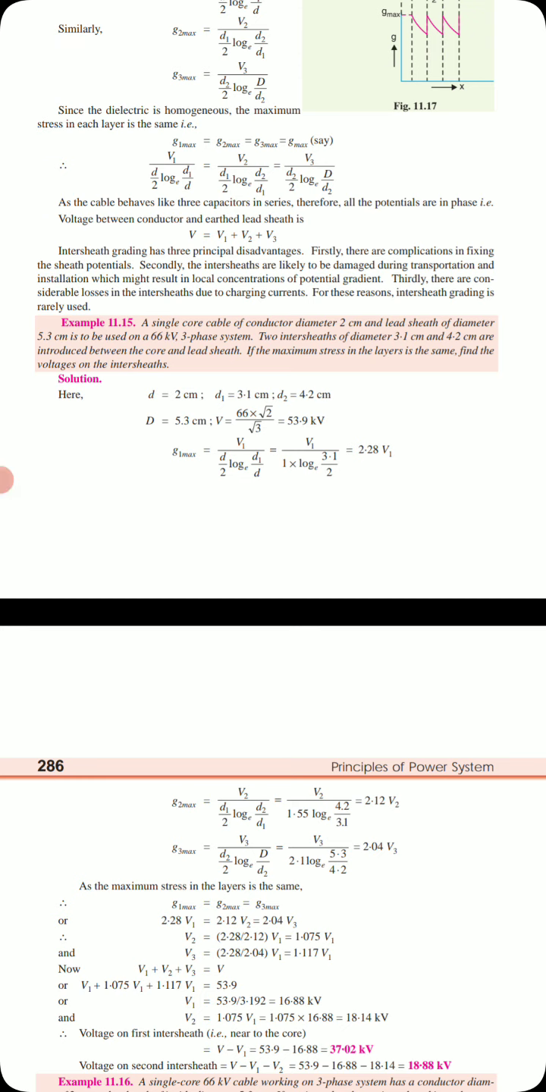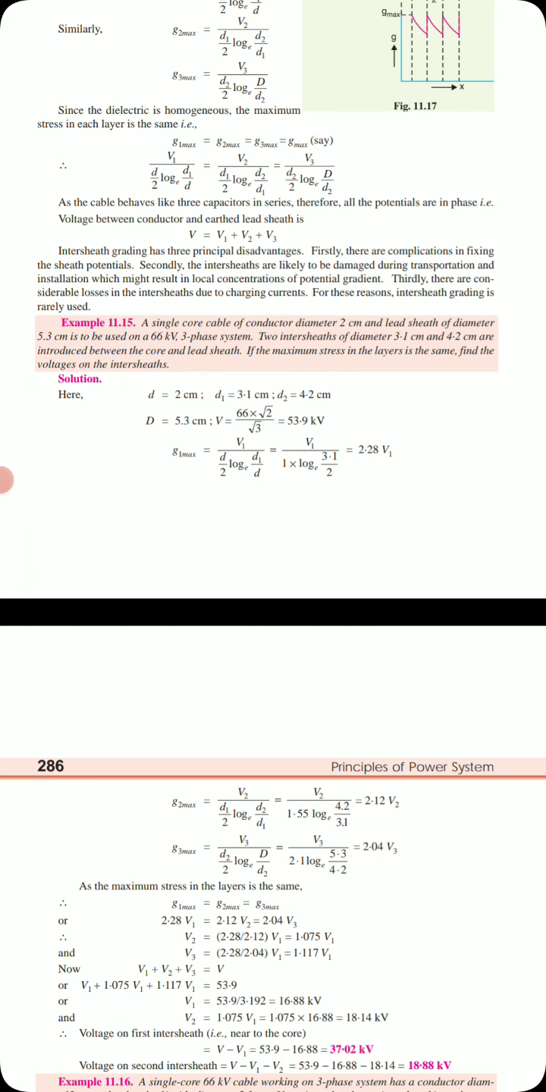The problem is given as follows: a single core cable of conductor diameter 2 centimeter and lead sheath of diameter 5.3 centimeter is to be used on a 66 kV 3-phase system. Two intersheaths of diameter 3.1 centimeter and 4.2 centimeters are introduced between core and lead sheath. If the maximum stress in the layers is the same, find the voltage on the intersheath. So we need to know what are the things given.